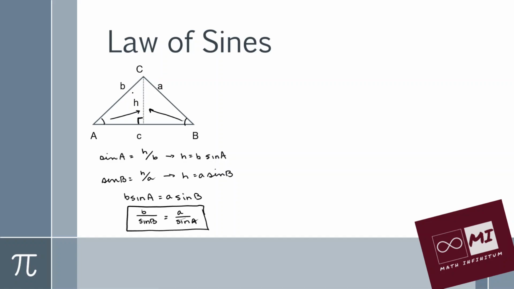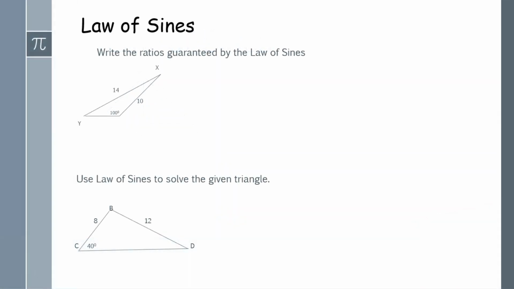Now, the reality of it is, if I turned the triangle and I dropped an altitude from A down to its opposite side, and I used that height, I would also find that C over the sine of C is the same as well. So regardless of which angle and which side, we can always write these ratios. So that's going to allow us to solve some triangles.